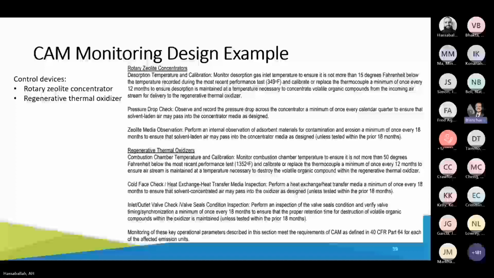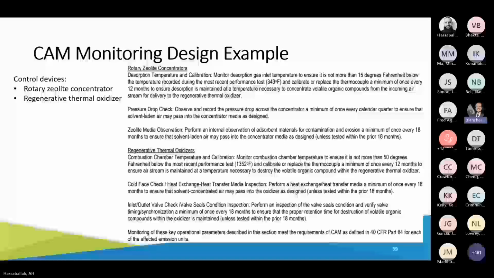Here's the CAM monitoring design example, where you clearly have two control devices shown: a rotary zeolite concentrator and a regenerative thermal oxidizer. Just looking at the first control device, it's going to monitor the desorption gas inlet temperature, so you have the location of the measurement, and ensure that it is not more than 15 degrees Fahrenheit below the temperature recorded during the most recent performance test. So it's based on the most recent performance test, and the value is listed there, 349 degrees Fahrenheit.